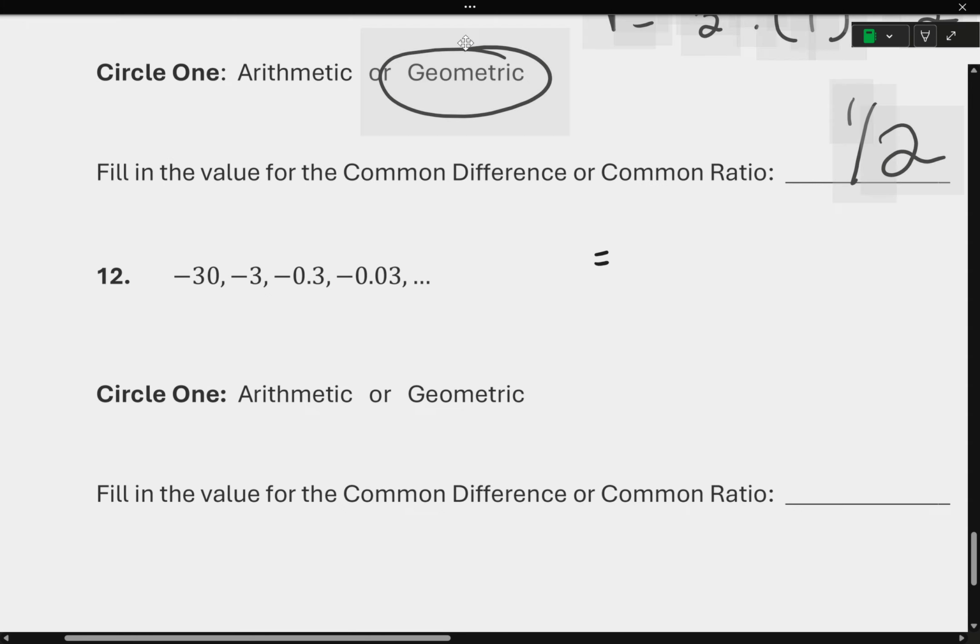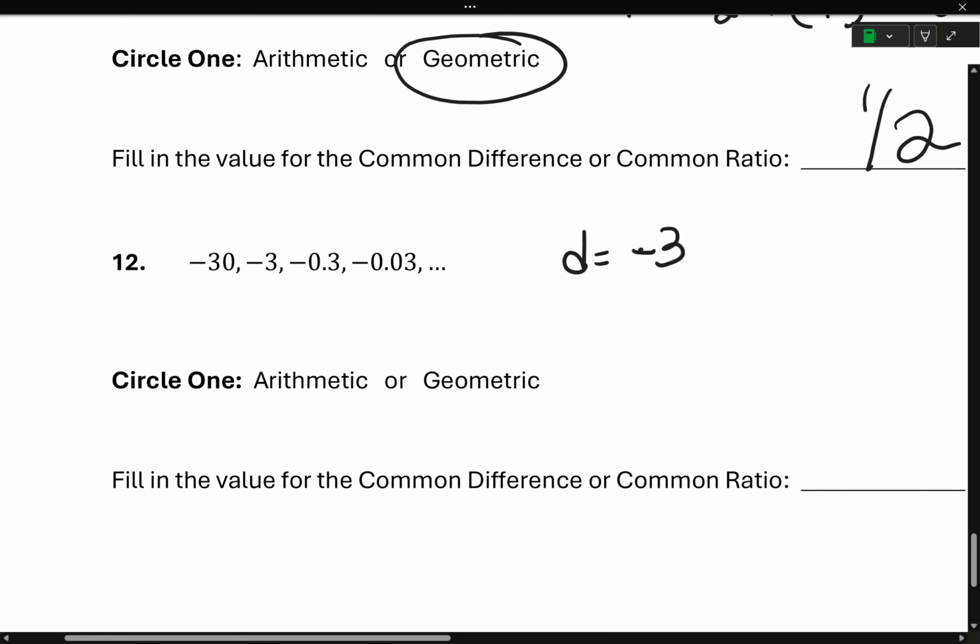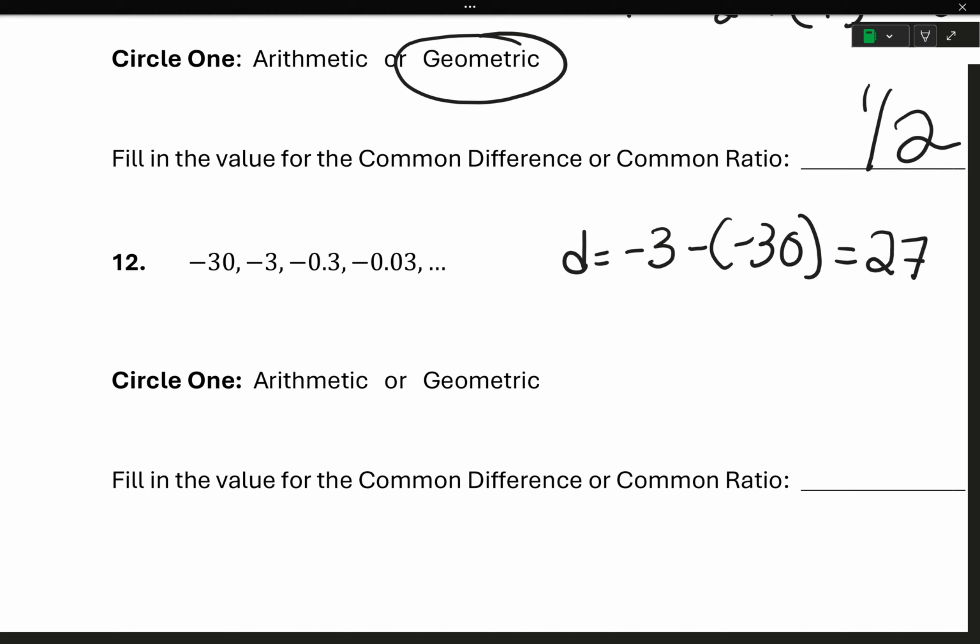All right, last one. For a common difference, let's do term 2 minus term 1. I think that mistake messed me up. Let me start that sentence over again because I'm not starting over a 14-minute video. Negative 3 minus negative 30 gives us positive 27. Is negative 3 plus 27 negative 0.3? No! Well, then it's got to be geometric. Let's find its common ratio.